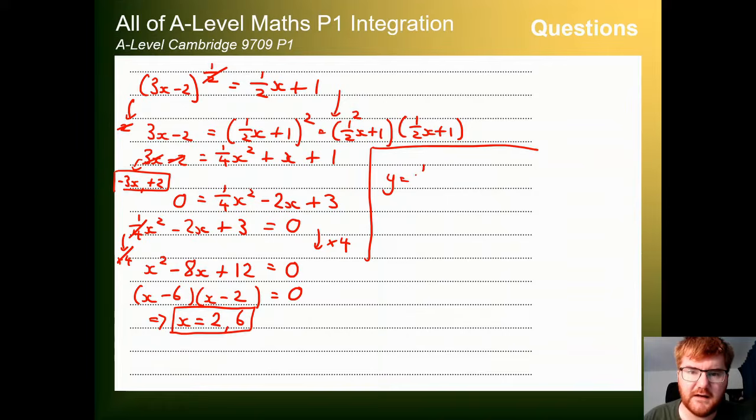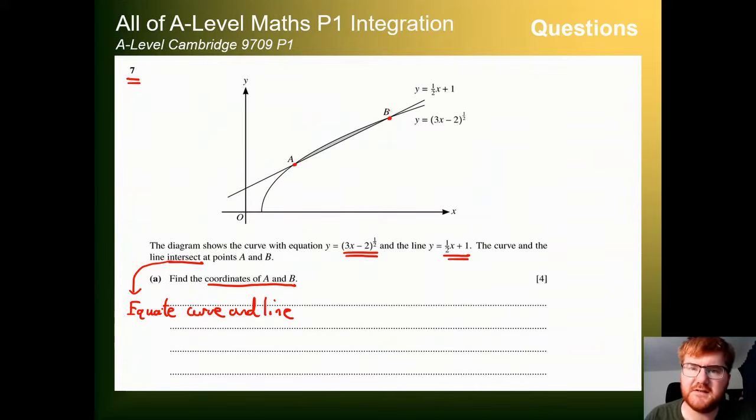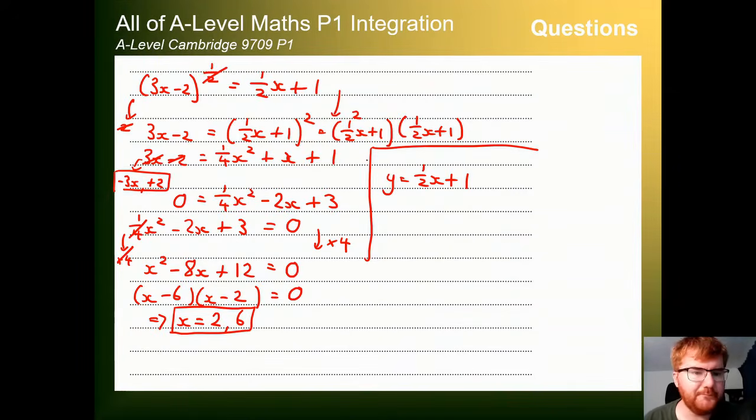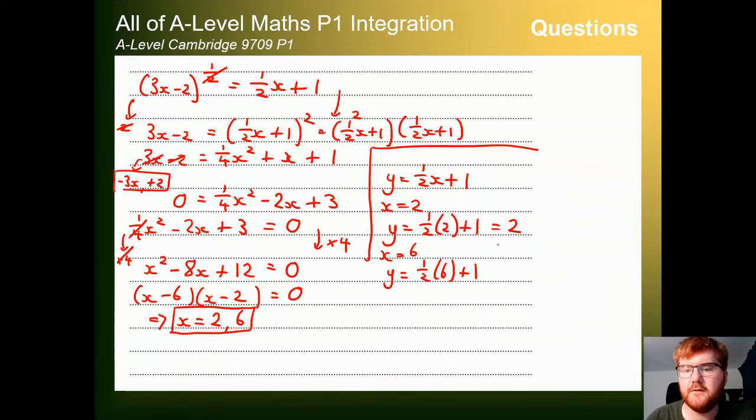This is y equals a half x plus 1, because notice they intersect at point B. So whether we use the first one or second one, it's absolutely fine. When x is 2, y is equal to a half lots of 2 plus 1, that's also equal to 2. And when x is 6, y equals a half 6 plus 1, and that's equal to 4.